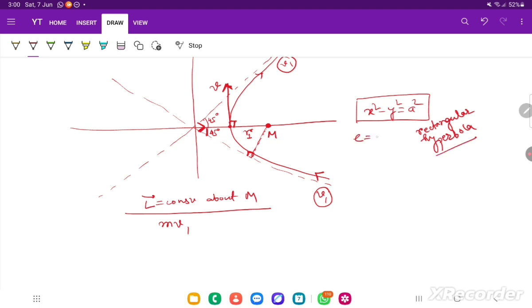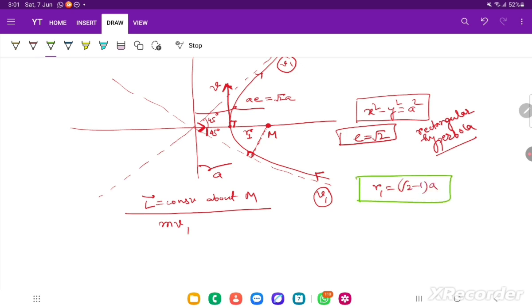And we all know that eccentricity is √2 for a rectangular hyperbola, because if you write e square equals 1 plus b square upon a square, here both are the same, so it will be 1 plus 1, e square will be 2, and e will be √2, right? So that much you know. So this distance is a according to our assumption, and this distance should be ae, because the distance of the focus from the origin is ae, so this will be √2a, and r1 comes as (√2 minus 1)a, right? So this is r1 in this case.